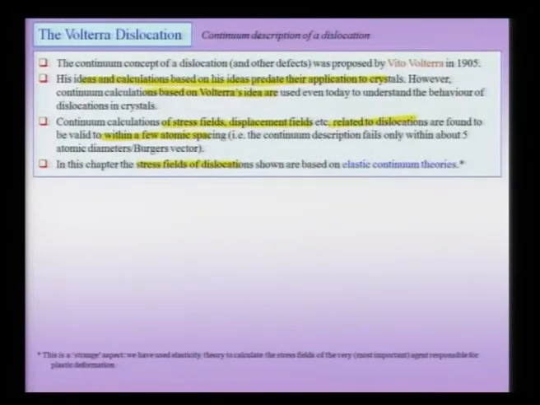You will notice that the stress fields which we will be quoting in this chapter are derived based on the elastic continuum theories. This is a very strange aspect, because elasticity theory has been used to calculate the stress fields of the most important agent which is responsible for plastic deformation. So, we are using elasticity theory to calculate the stress fields of a dislocation, which is the agent primarily responsible for plastic deformation. This is a very strange but important effect.